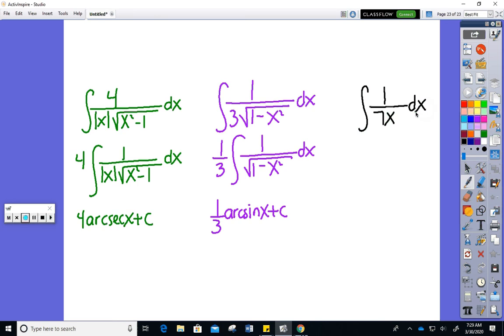All right, a lot of people will make this one harder than it needs to be. Pull the 1/7 out and just look at it as the antiderivative of 1 over x. Now, do you recognize what that would be? We talked about that on Friday. All right, I want to show you one more, and then we are done, okay?